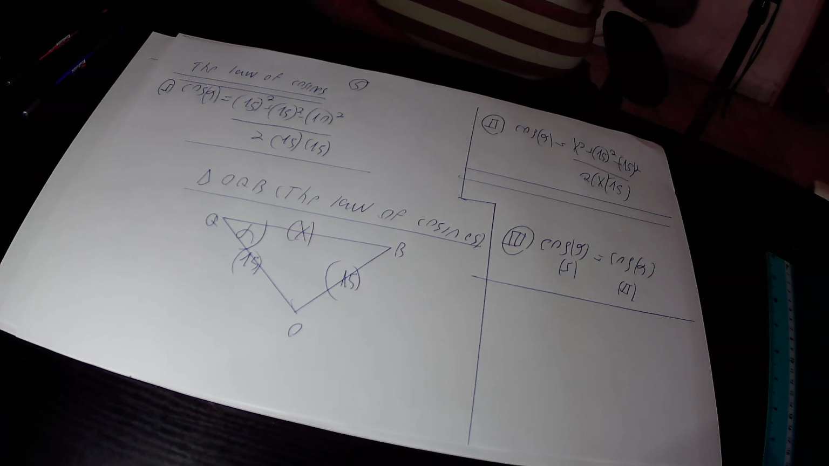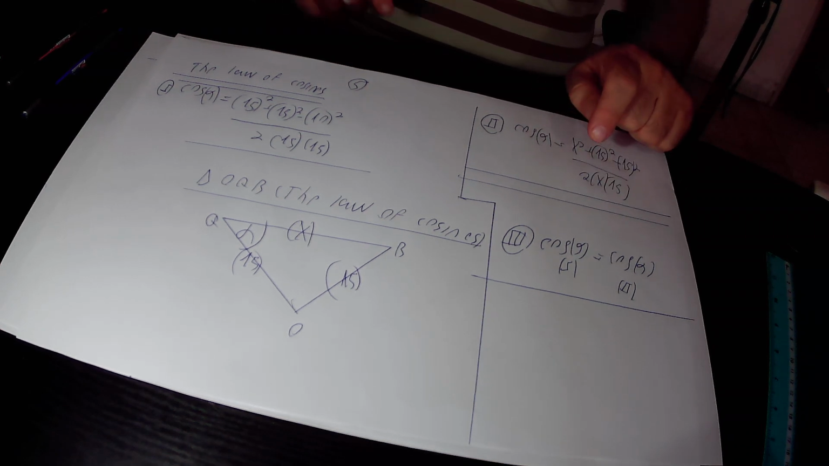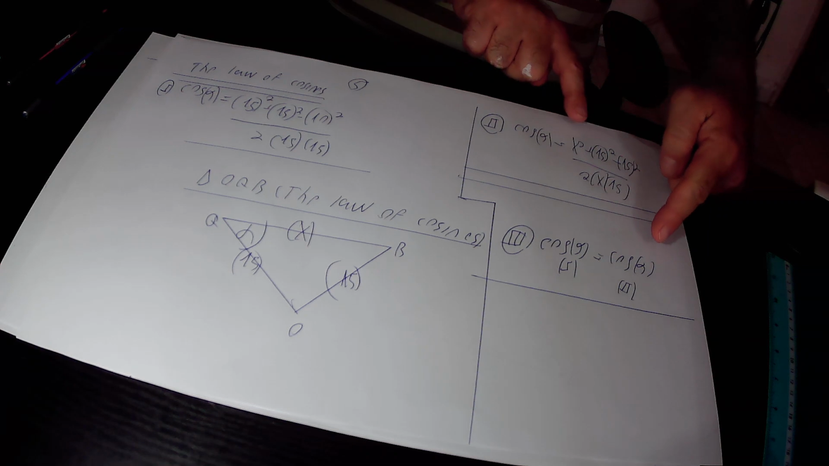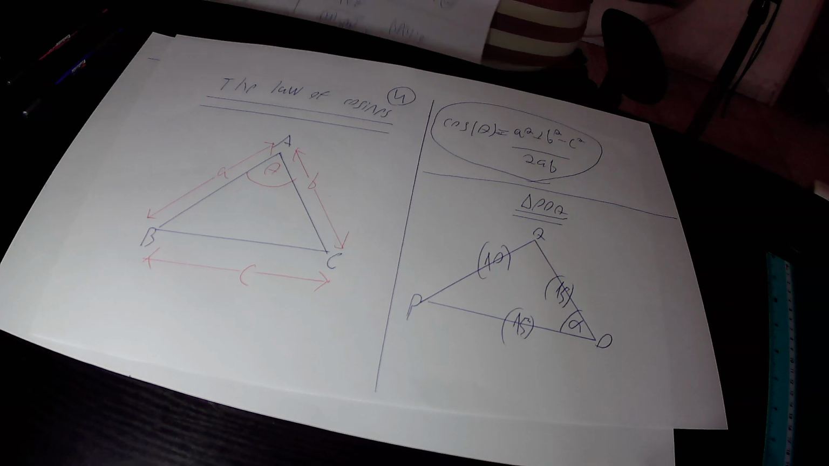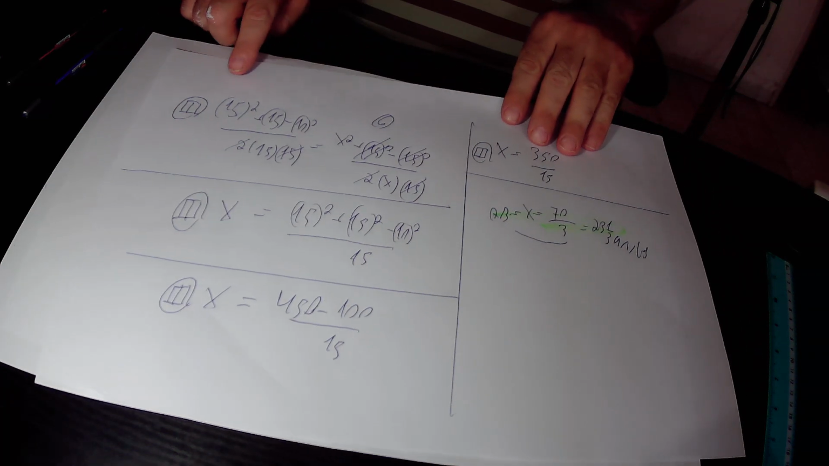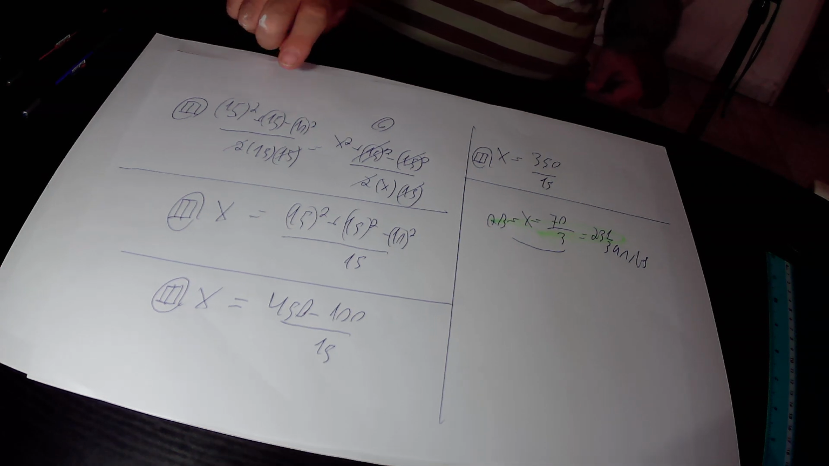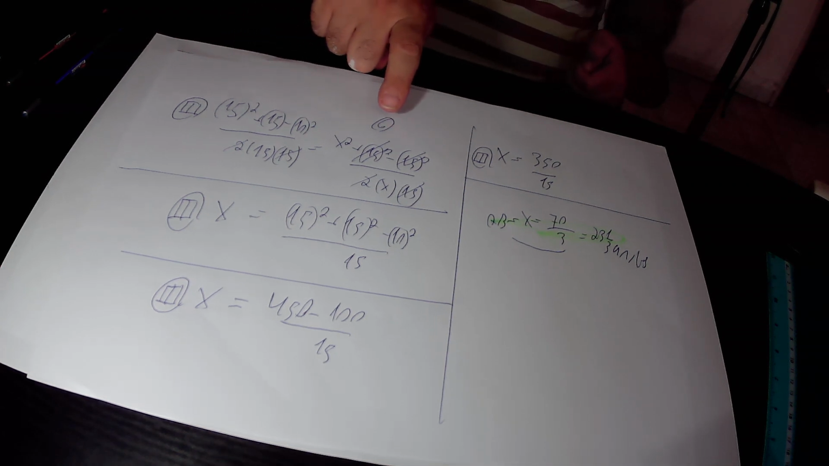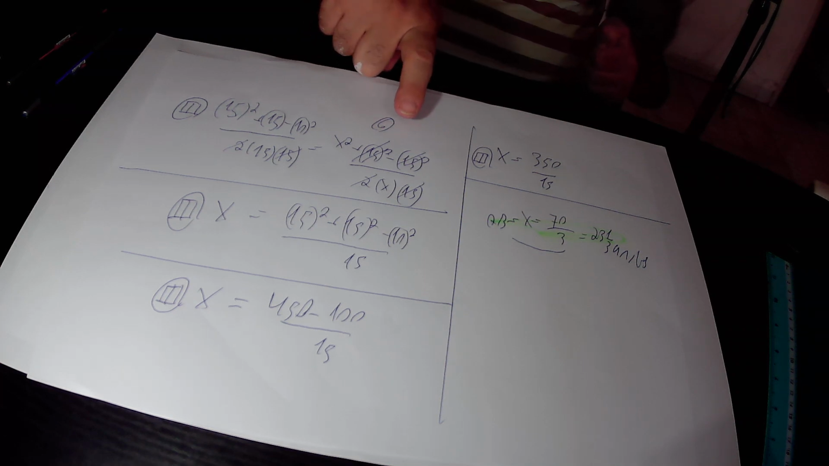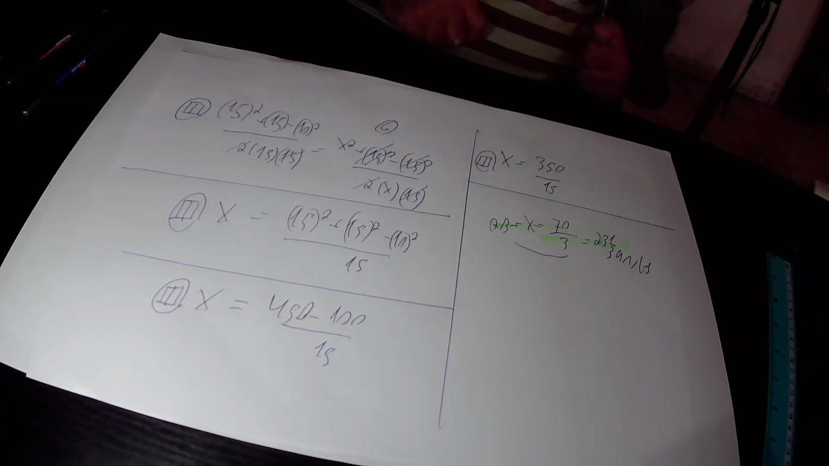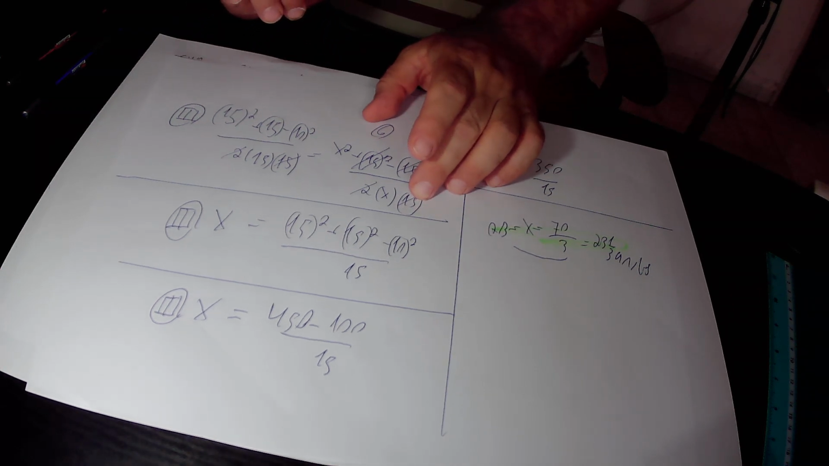Therefore, in the next step, we created equation 3, which states that cosine alpha according to equation 1 must be equal to cosine alpha according to equation 2. So 15 squared plus 15 squared minus 10 squared over 2 times 15 times 15 equals x squared plus 15 squared minus 15 squared over 2 times x times 15.